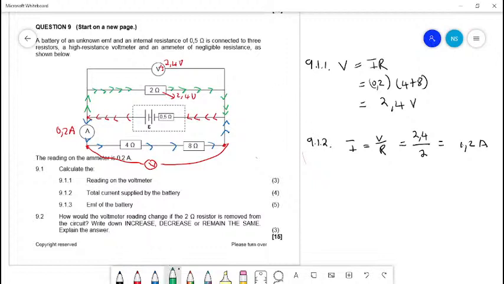So we know that there's a current of 1.2 amps, right? They want the total current that is supplied by the battery. So the total current supplied by the battery is the 1.2 amps plus the 0.2 amps. So the total current is given by 1.2 plus 0.2 equals 1.4 amps. So that's the total current that is supplied by the battery. And I hope that made sense.